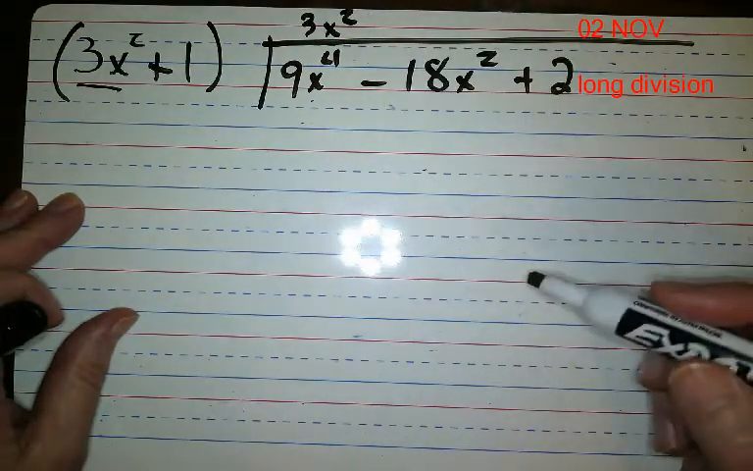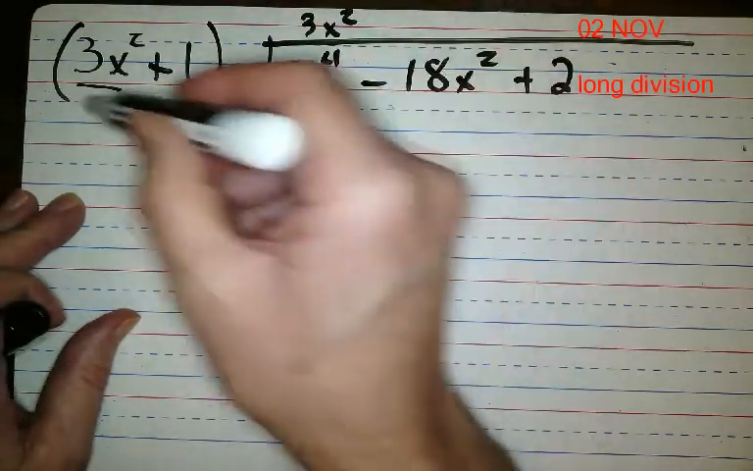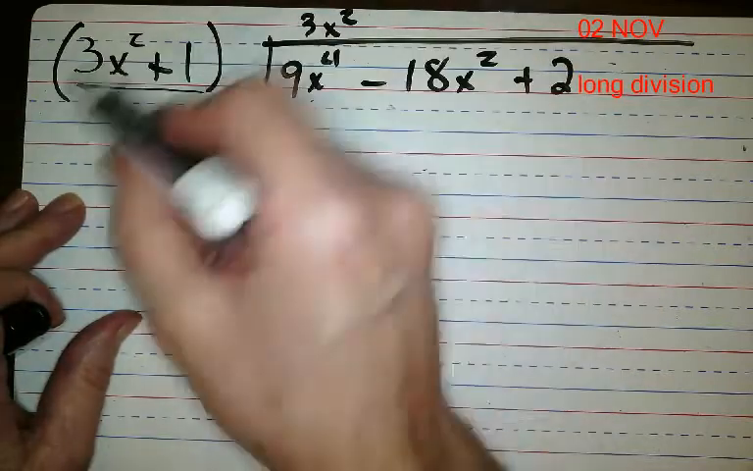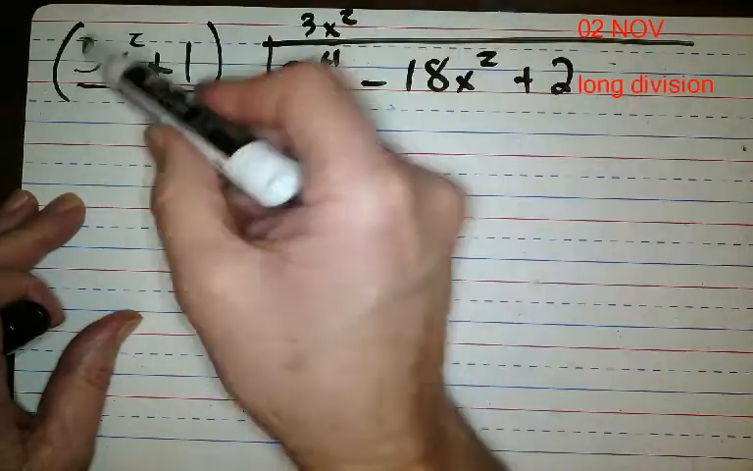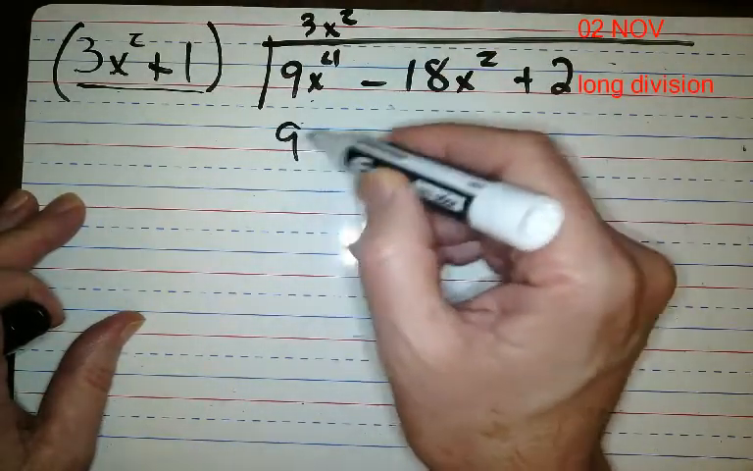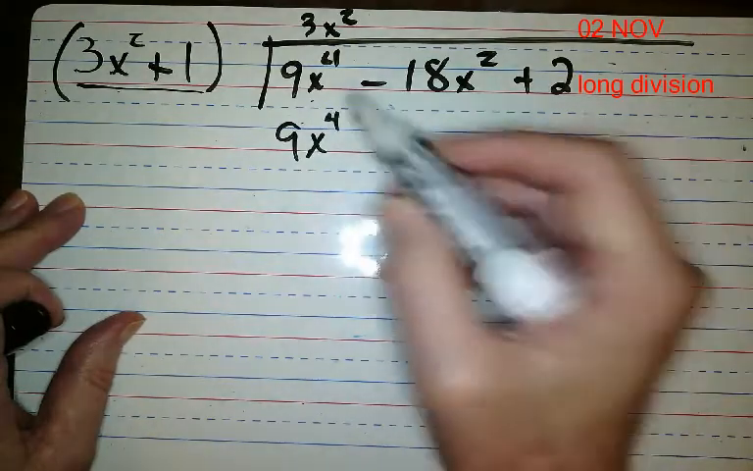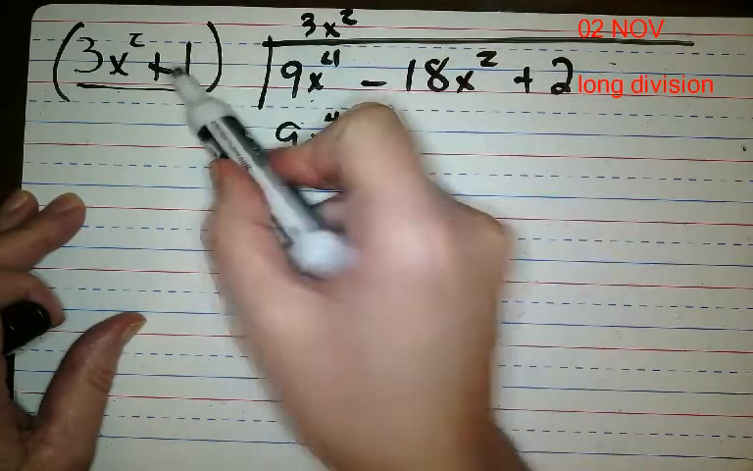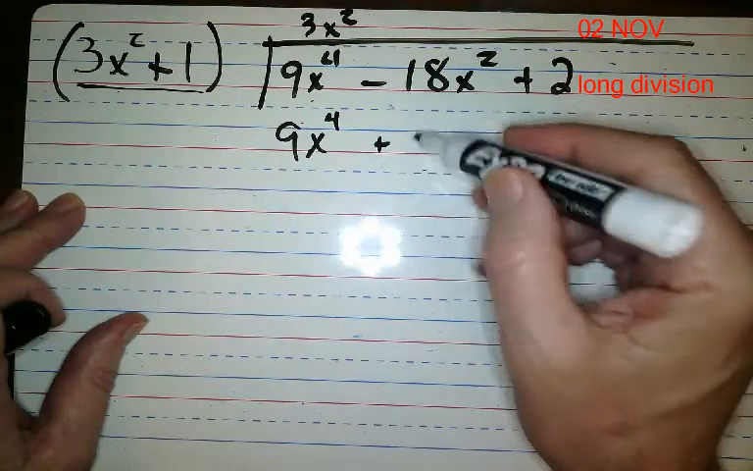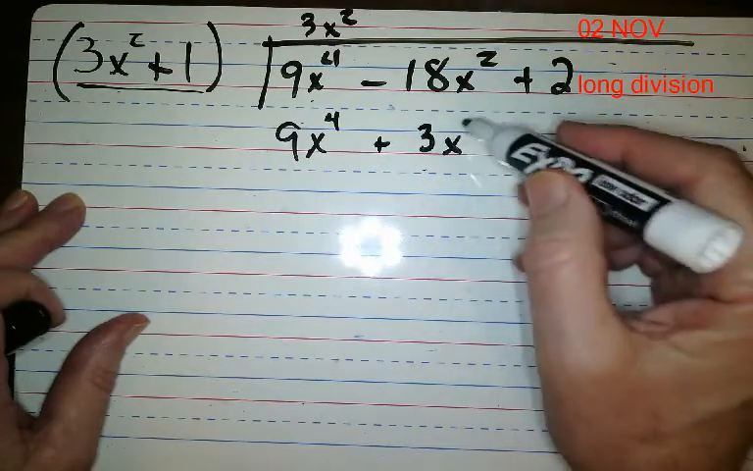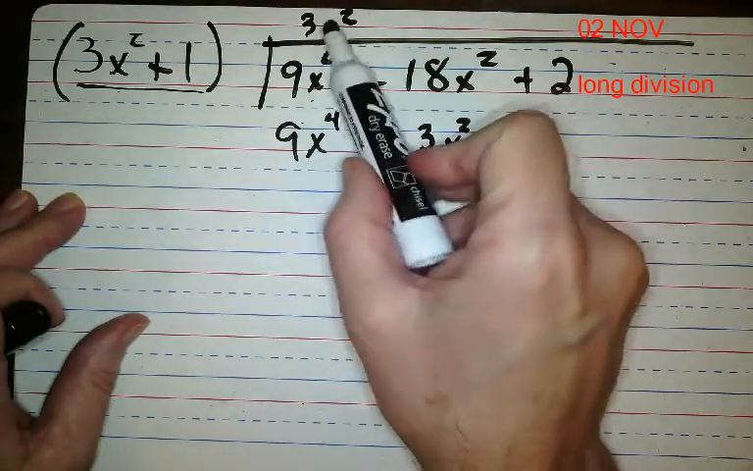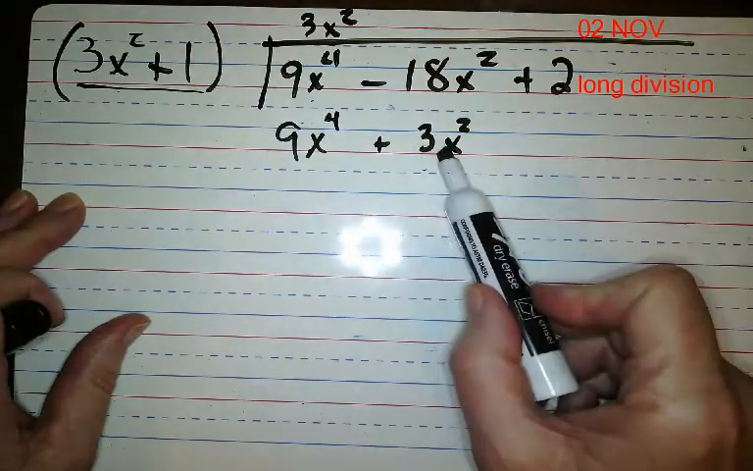So I have to multiply by 3x squared. Remember, I have to multiply this whole thing times 3x squared. So that times that would be 9x to the 4th. And this times 1 would just be 3x squared. Right? 3x squared times 1 is 3x squared.